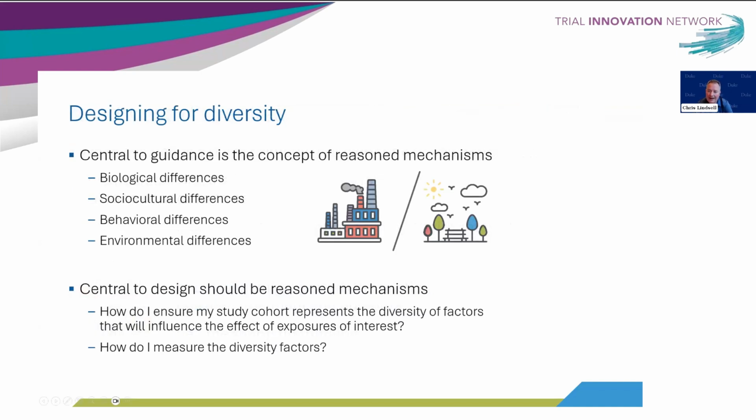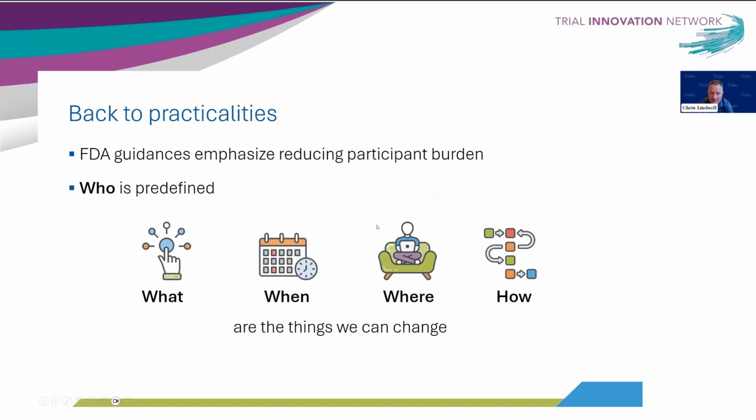So central to the guidance that exists is the concept of biological differences, sociocultural differences, behavioral differences, environmental differences. And I would argue that central design should also be reasoned mechanisms. How do I ensure my study cohort represents the diversity of factors that will affect the outcomes given the exposure of interest? And then how do I measure those diversity factors? Now, FDA guidance emphasizes reducing participant burden.